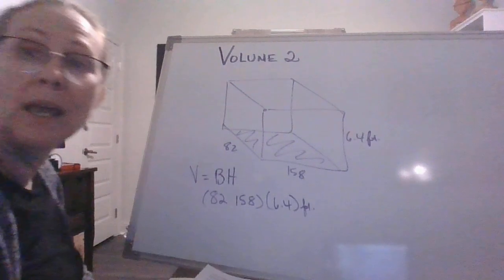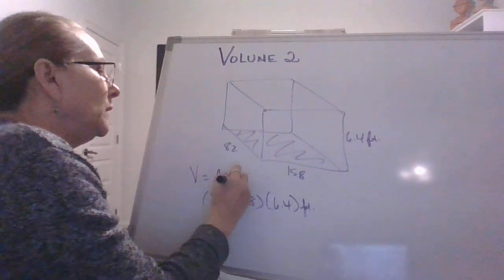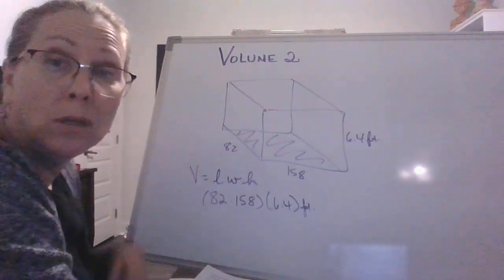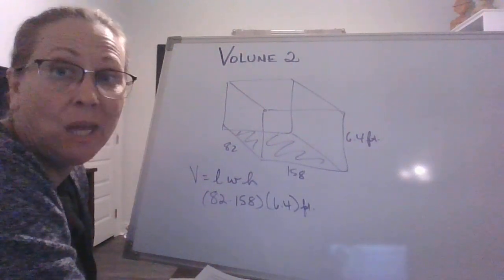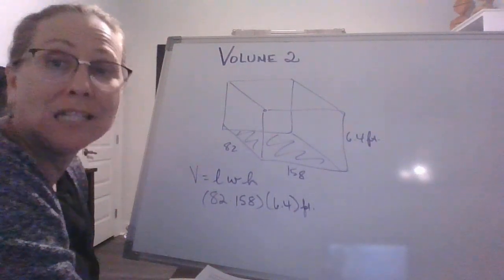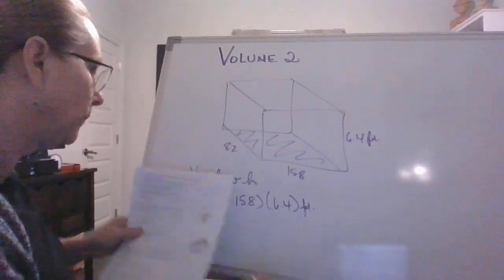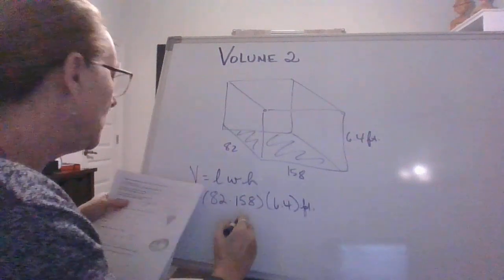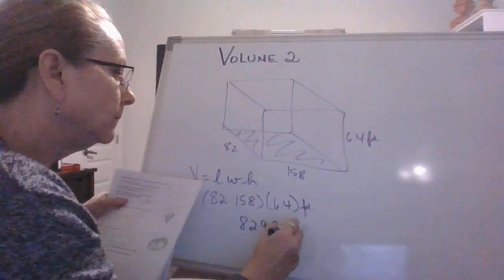And by the way, if you're finding the volume of a box, you can also use the shortcut formula, length times width times height. You can use that for a cube. You can use that for a rectangular prism. You cannot use that for a triangular prism. It won't work. If it's a triangle, if it's a pentagon, if it's a hexagon, it has to be a box, square or rectangular box. Now, multiplying that out, we will get 82,918 cubic feet.